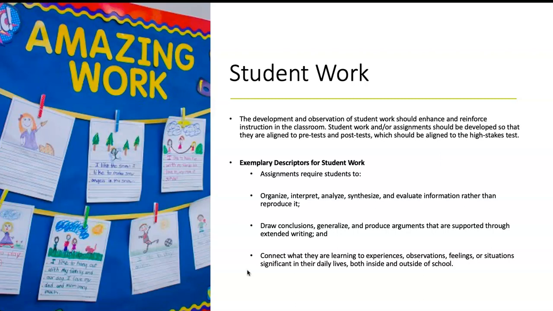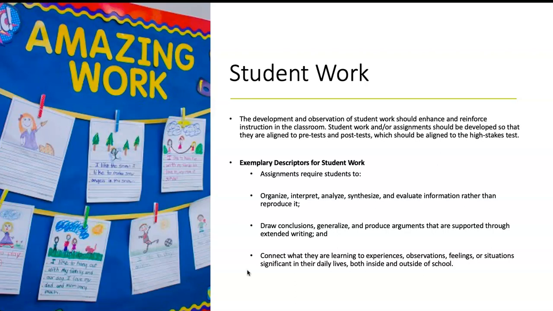So what I need to see is that your assignments require students to organize, interpret, analyze, and evaluate information rather than reproduce it. Now, my elementary school teachers always struggle with this because they feel like their students have to reproduce. But that's not necessarily the case. You can have your students analyze data, looking at bar graphs, and you can get them up to that level once they learn the scientific jargon and they understand the concept. You want your students to be able to draw conclusions, generalize, and produce arguments that are supported through extended writing.